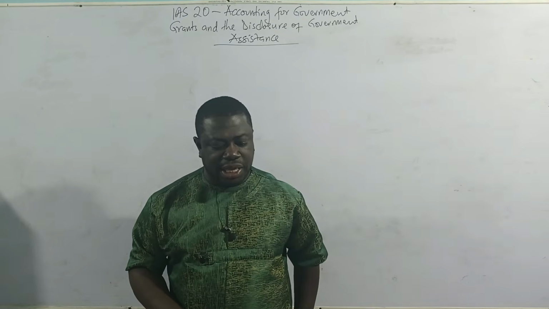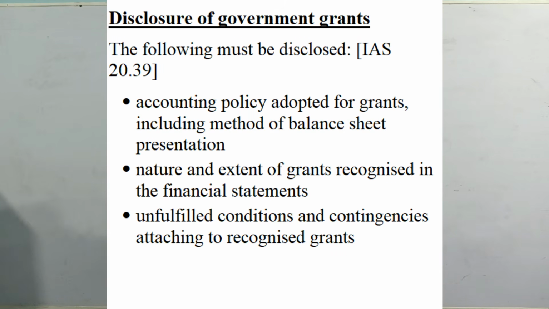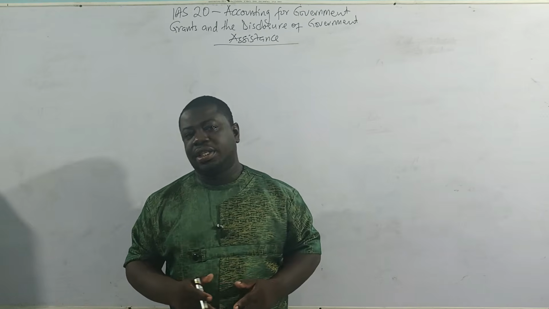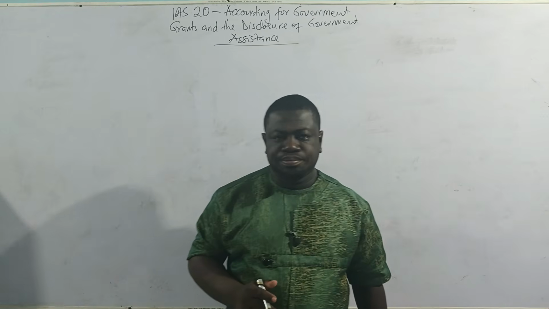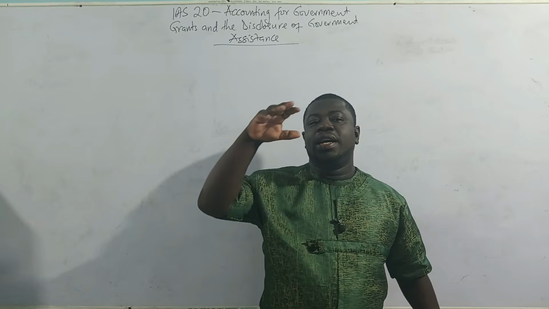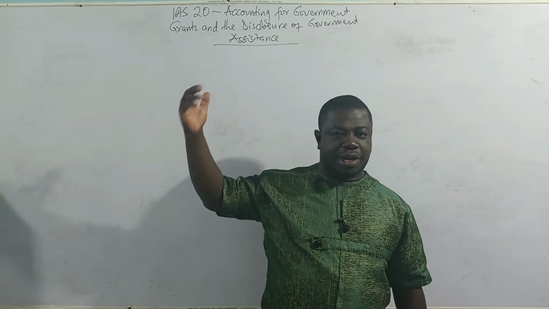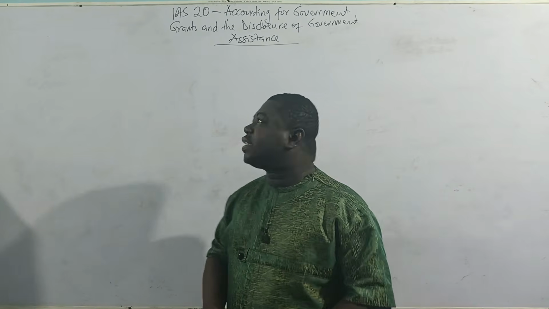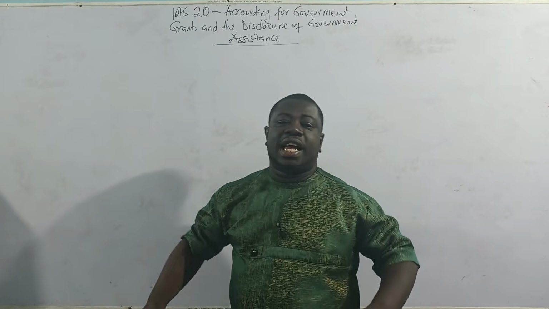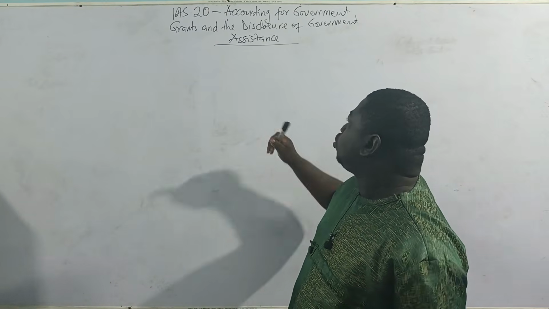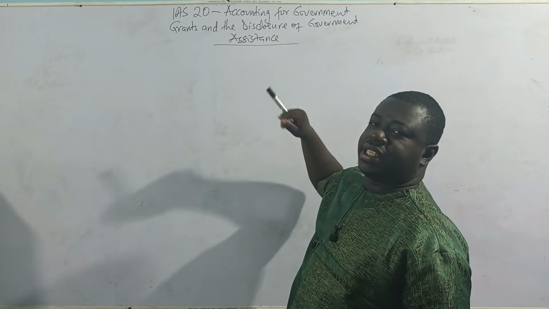So let's look at the third point again. The financial statement needs to disclose any unfulfilled conditions and contingencies attached to the recognized grant. So these are the 3 disclosure requirements for government grant, accounting for government grants. Now, what we just looked at is the disclosure for government grant. But when it comes to government assistance, I have already told you from the previous parts of this lesson that government assistance does not include monetary value that is reasonably or reliably measured. So the only thing we do to government assistance is to disclose.